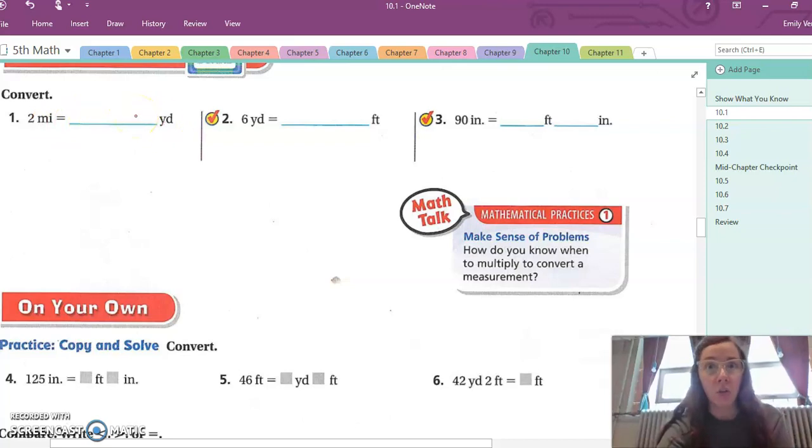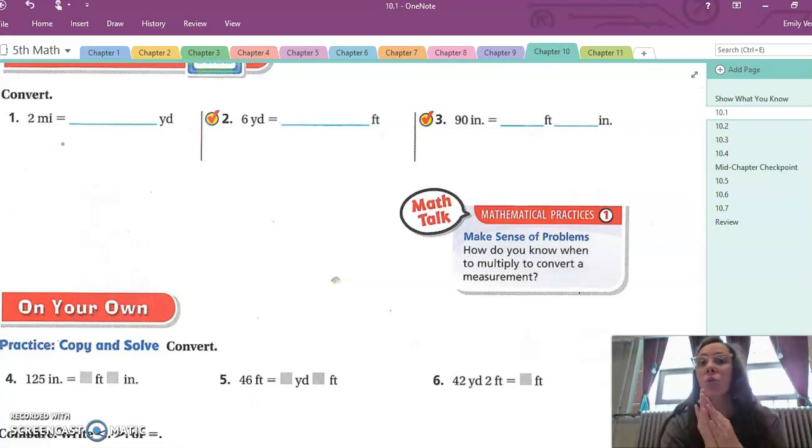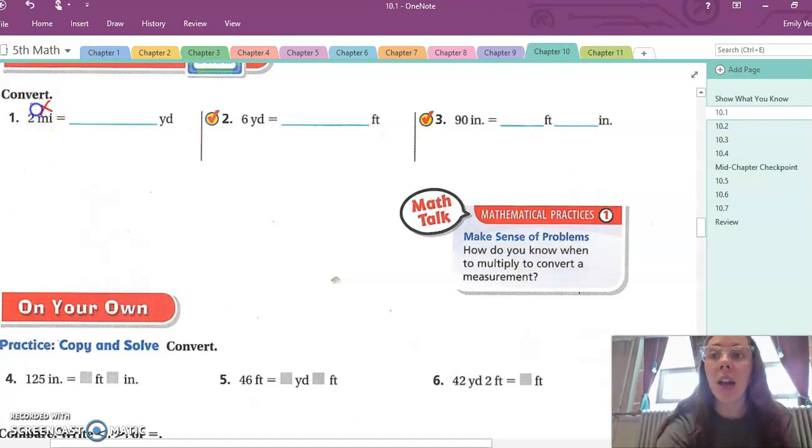First, I have to know which is the big unit, which is the small unit. Miles and yards. Well, I know miles is the big unit. And when you do big unit, that means you're going to need lots of little ones. So we're going to multiply. So 2 times something. And here's my smaller unit. That's going to tell me which number to multiply by.